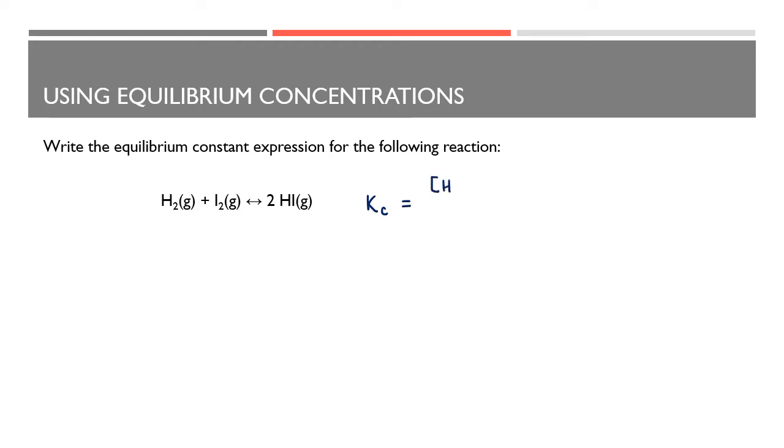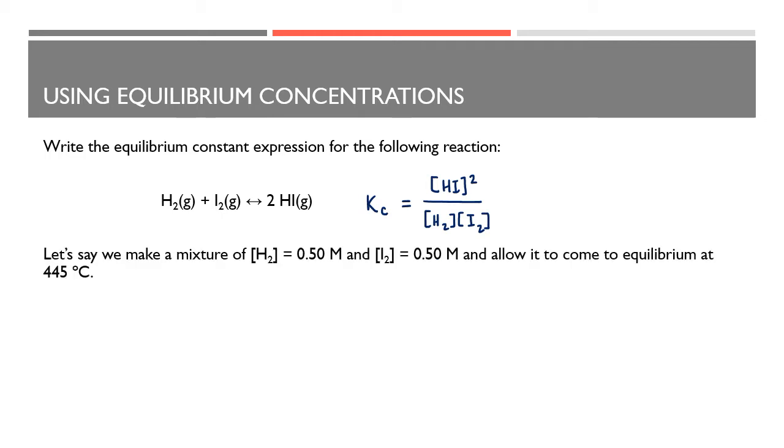So I'm going to put this in terms of concentration because I know that later on I'm going to need it. So we have the Kc is equal to HI, these are the products, squared because the coefficient is 2, over H2 times I2, and those are all in concentration units.